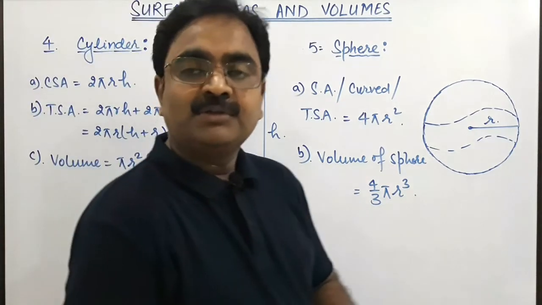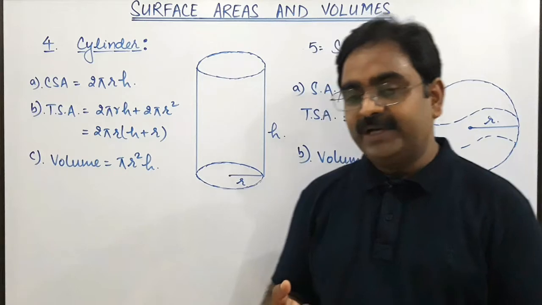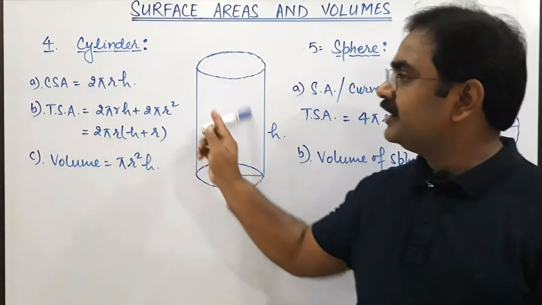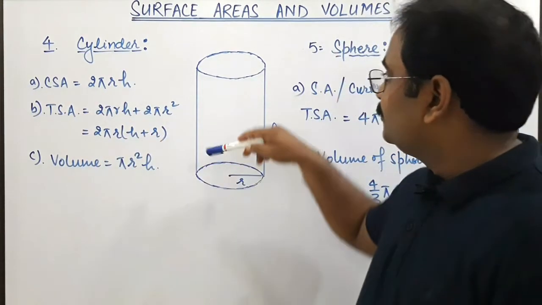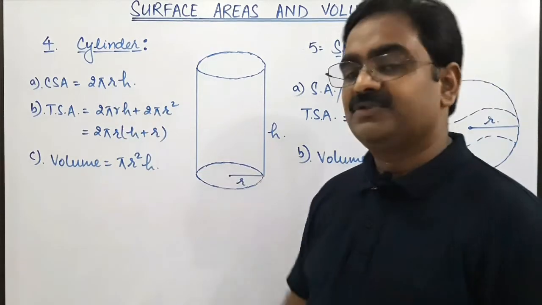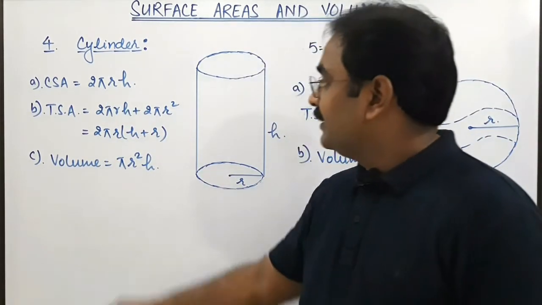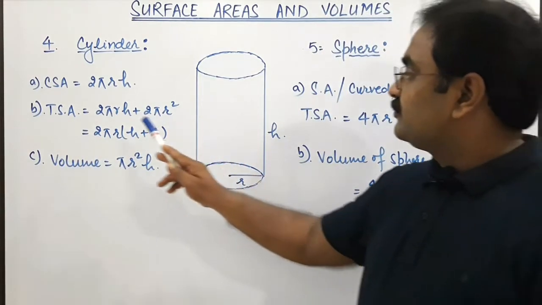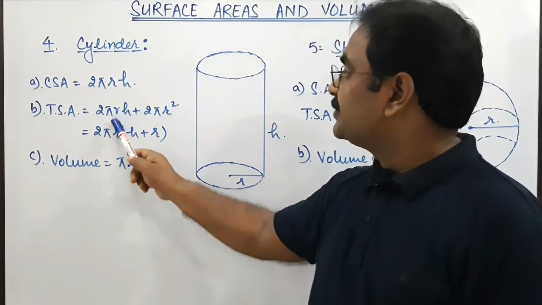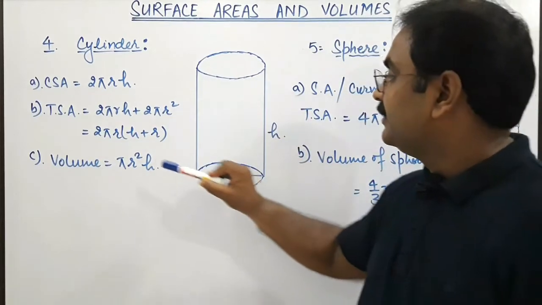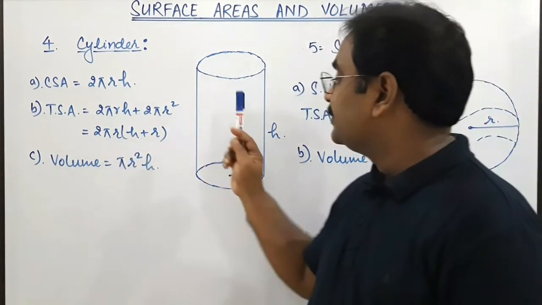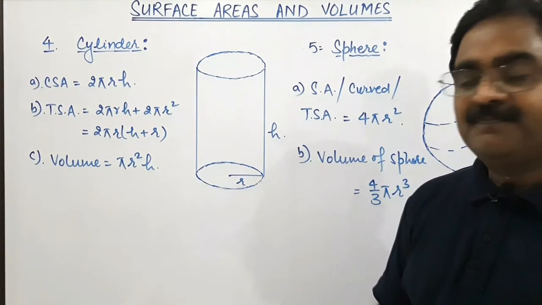So this is all about the 5 solids we have discussed: cube, cuboid, cone, cylinder, and sphere. In the right circular cylinder, the curved surface area is 2 pi r into h, where r is the radius and h is the height. You know that the value of pi is 22/7 or 3.14. Total surface area of the cylinder is curved surface area plus area of base plus area of top, which is 2 pi r h plus 2 pi r square. When you take 2 pi r common, you get 2 pi r into (h plus r). Volume of cylinder is pi r square h.